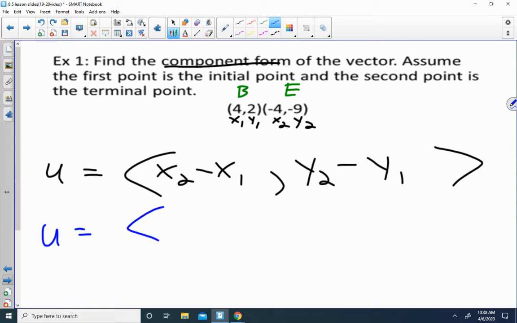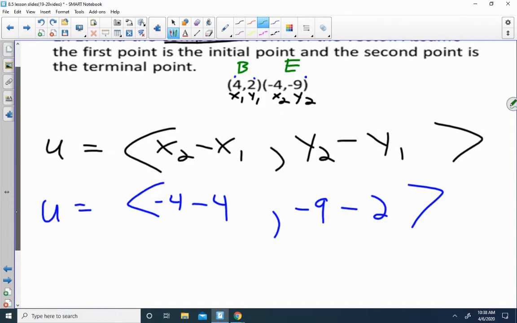Follow the rest from there. X sub 2 will give you -4 minus x sub 1, which is just a regular 4. Y sub 2 will give you -9, and then minus y sub 1, which will give you 2. All right, plug and chug from there.